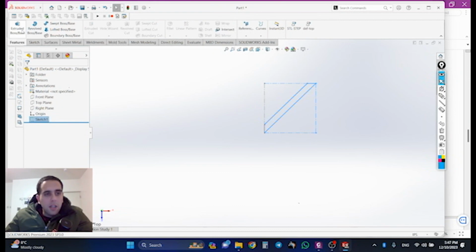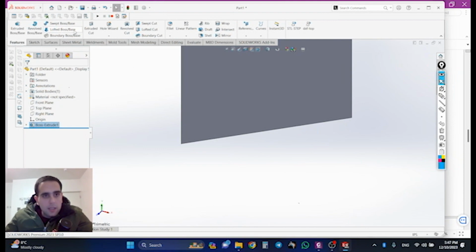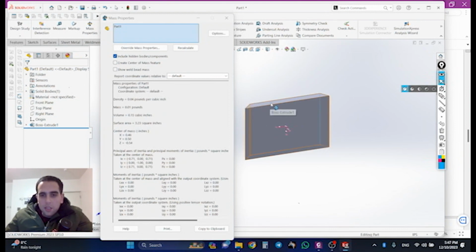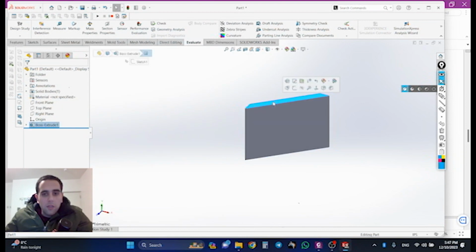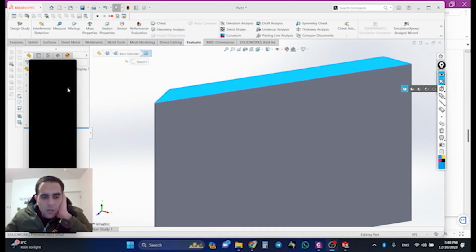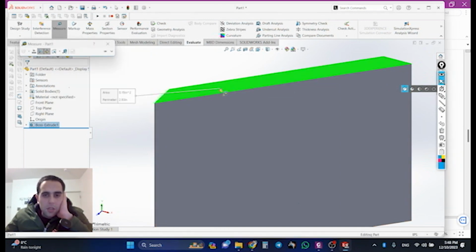For example, if I extrude it to 1, I can see that its volume is this area multiplied by 1, so about 17 cubic inches. And if I want to measure only this area, I can click measure and click this one. It says the area is 0.15. So the probability of these two students meeting each other is 15%.